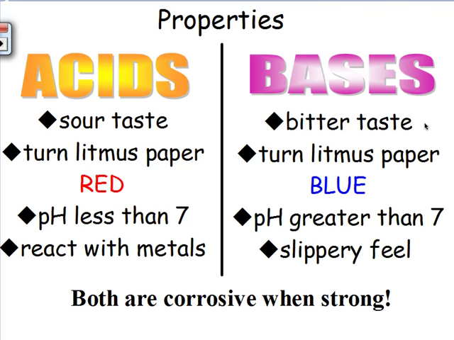Bases are pretty much the opposite. They have a bitter taste. So this is why people flavor the antacid Tums. Without the flavor, they would be really bitter and nobody would eat them. They turn litmus paper blue. They have a pH greater than 7, and they have a slippery feel. So think about cleaning supplies like bleach or soap. They have a slippery feel. That's an indication of a base. Both acids and bases are very corrosive when strong.